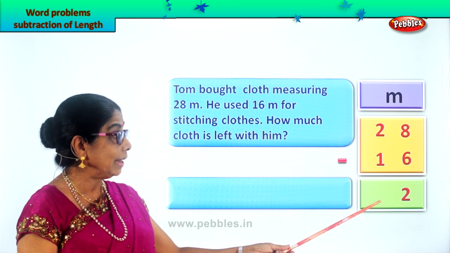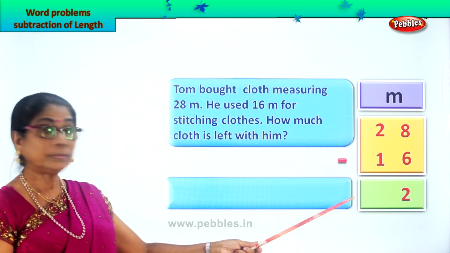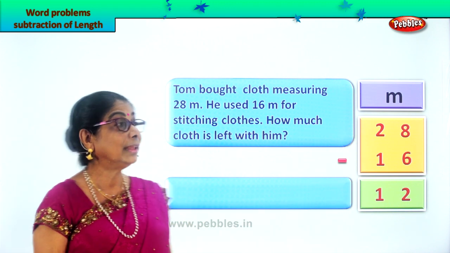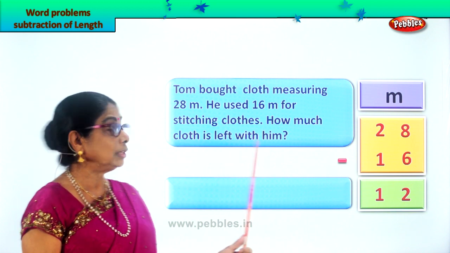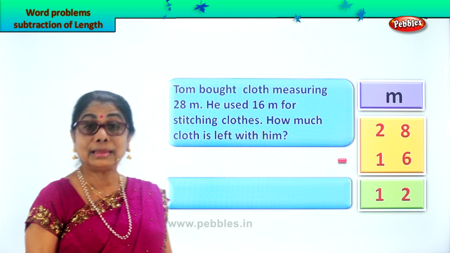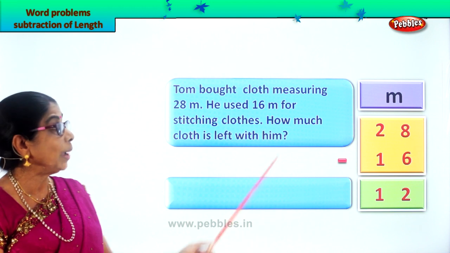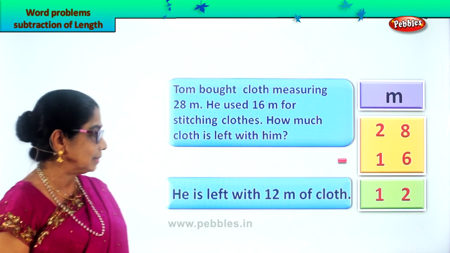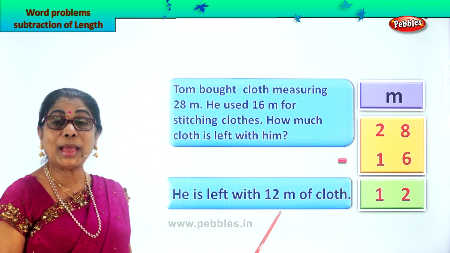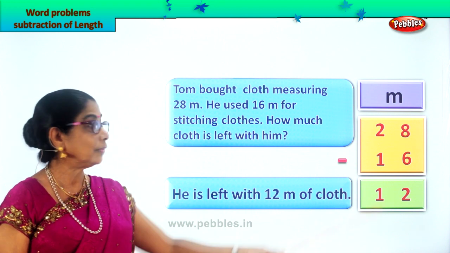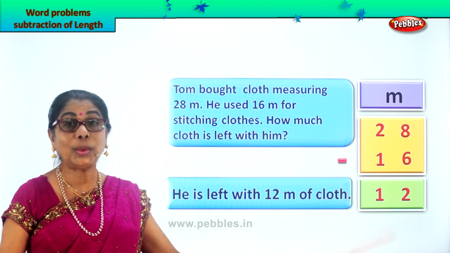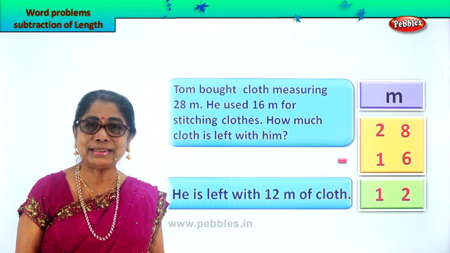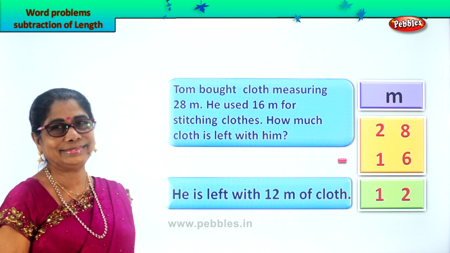What is the number we get now? 12. Now the question, how much cloth is left with him? Tom has 12 meters of cloth left with him. That is the answer. He is left with 12 meters of cloth. From the 28, he's got 12 left with him. Did you enjoy the word problem in subtraction? Let's take another.